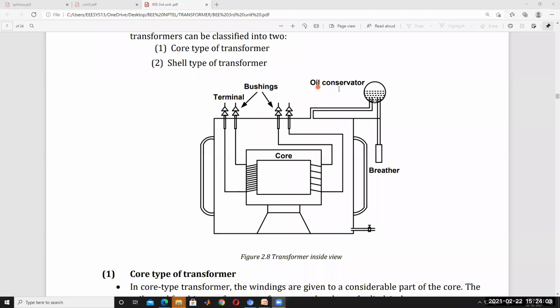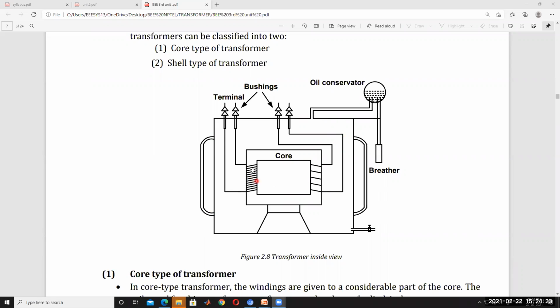To maintain the oil level in this tank, we use an oil conservator and this breather. Outside there are heat dissipating pipes. The transformer oil circulates in this manner.